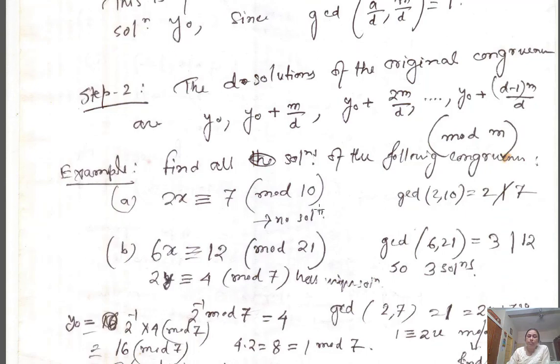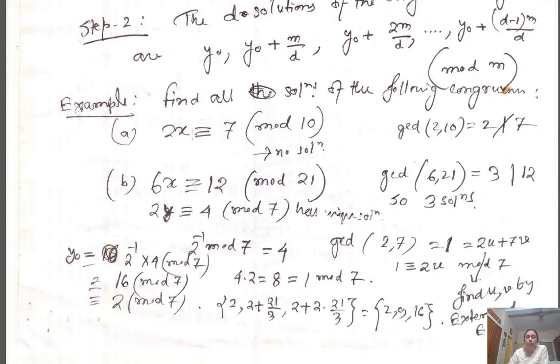Applying this, you can now solve this problem. 2 and 10, the GCD is 2. It does not divide 7, so no solution. Similarly, this you can check. Let me explain what I have done here. 6 and 21, the GCD is 3. 3 divides 12, so it has a solution. How many solutions does it have? The GCD many, that means three solutions.